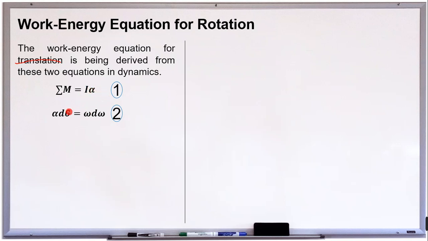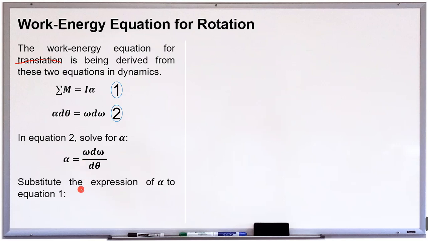Then the second one is a differential equation that relates the angular acceleration alpha times the differential angular displacement d theta, equal to the angular velocity times the differential angular velocity. We are going to manipulate these two equations in order to come up with the work energy equation applied for rotation. So first we will solve for the angular acceleration from equation 2. This one is the expression for the angular acceleration. Then we are going to substitute this expression into equation 1.